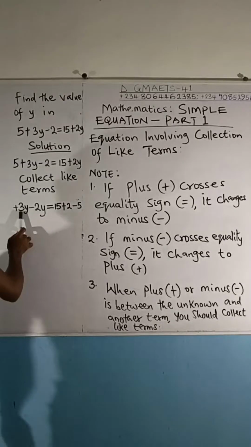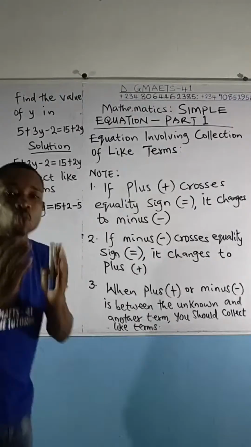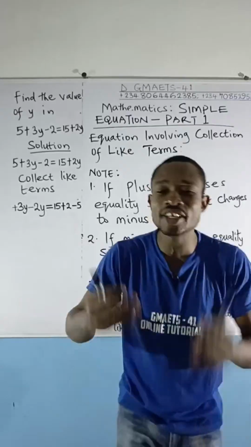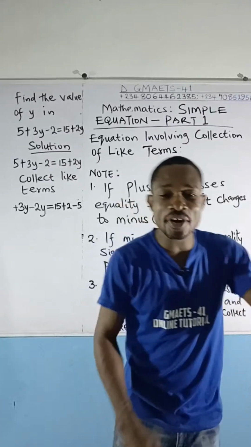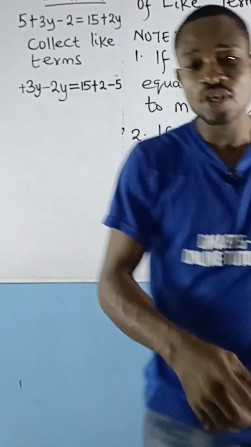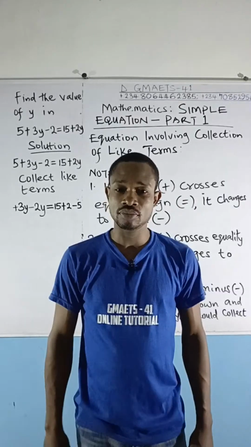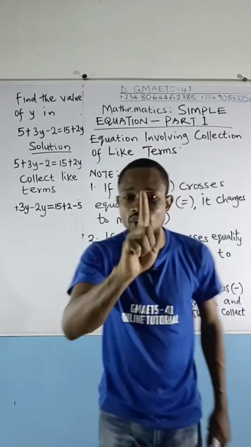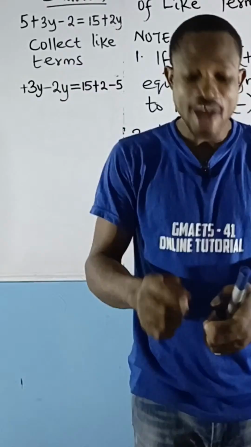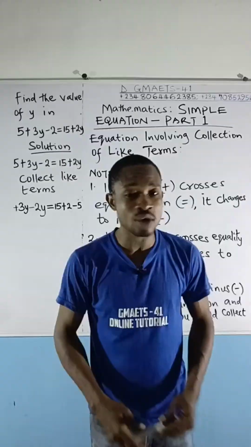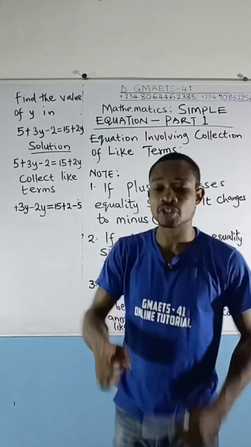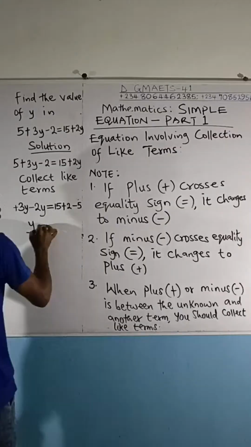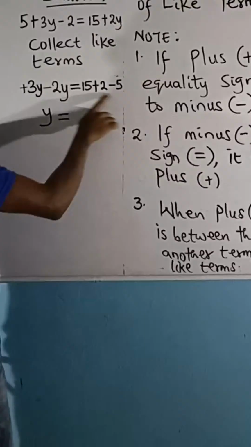This will now be 3y minus 2y. It's just like you have 3 oranges minus 2 oranges. If you have 3 oranges and you remove 2 oranges, you'll be left with 1 orange. So 3y minus 2y will leave us with 1y. And if you have 1y, you don't write the 1. Just write y. So this becomes y equal to, you now move on to the right-hand side.